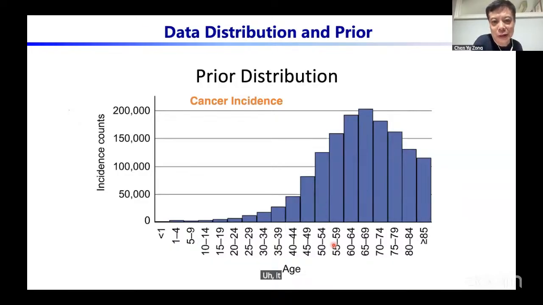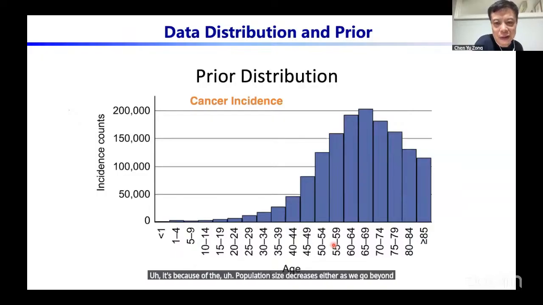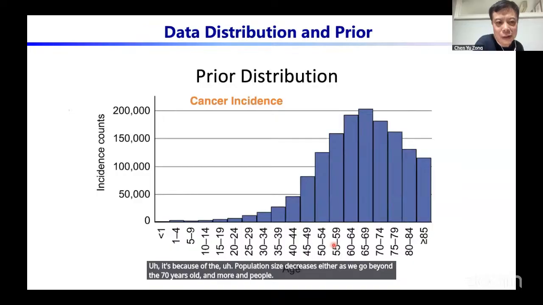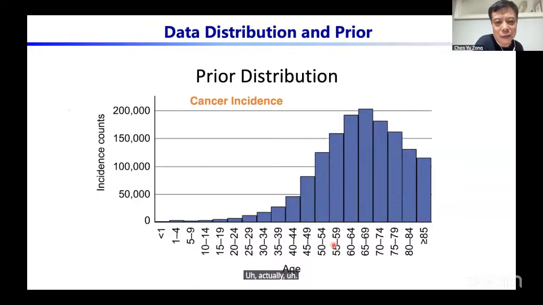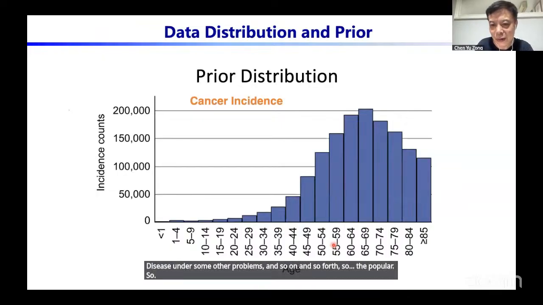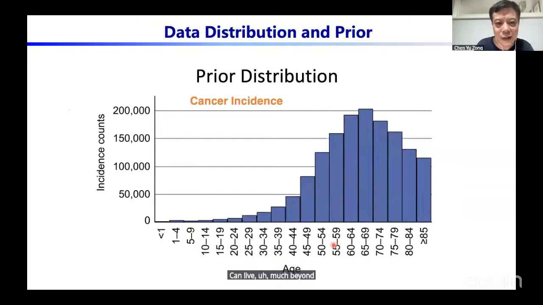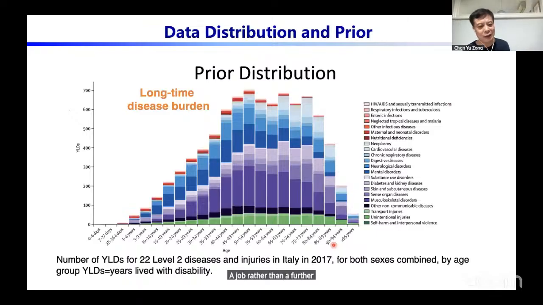It's because of the population size decreases as we go beyond 70 years old, and more people actually pass away for certain reasons, disease and some other problems and so on and so forth. So actually a very low percentage of people can live much beyond 85 years old. So that's the reason you see a drop rather than a further increase. Okay, that's the case, the distribution of cancer.